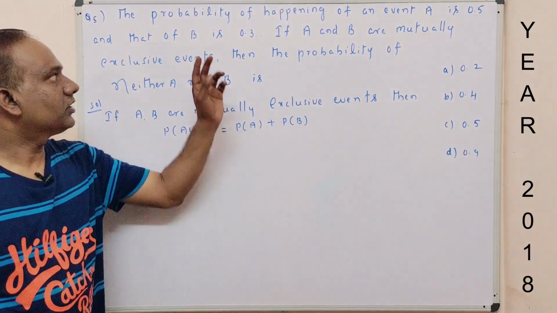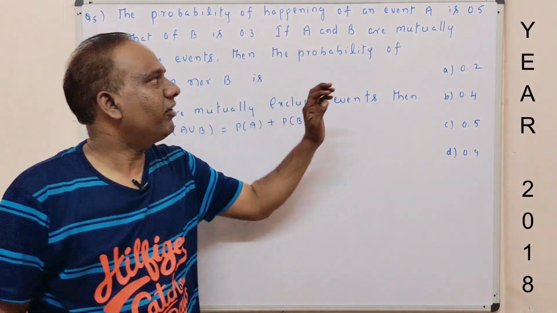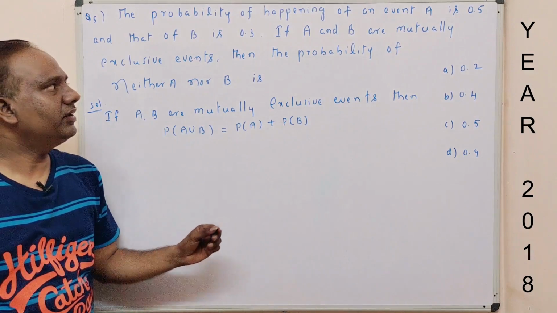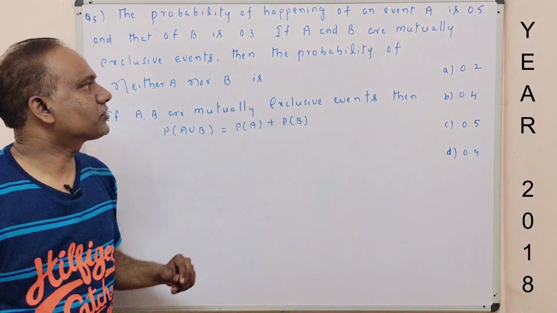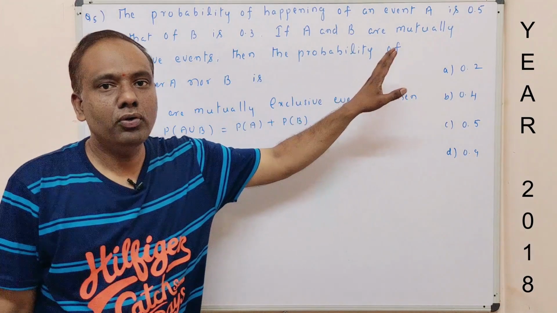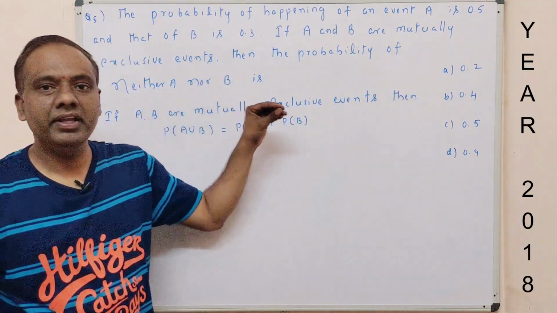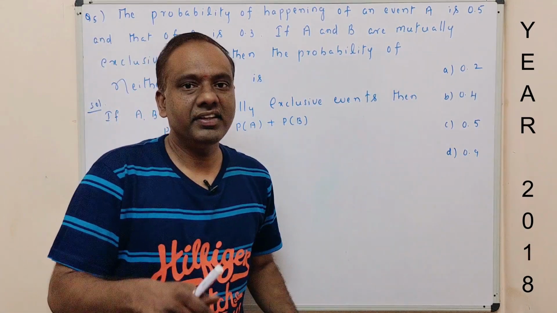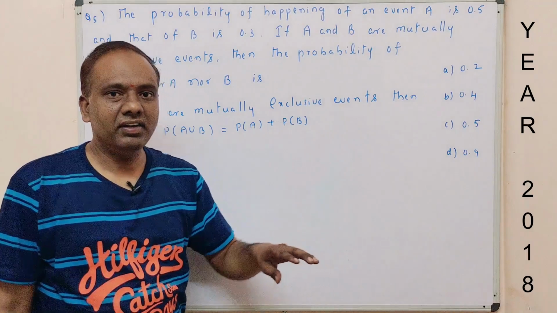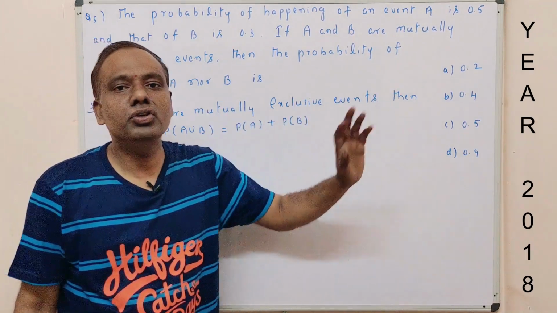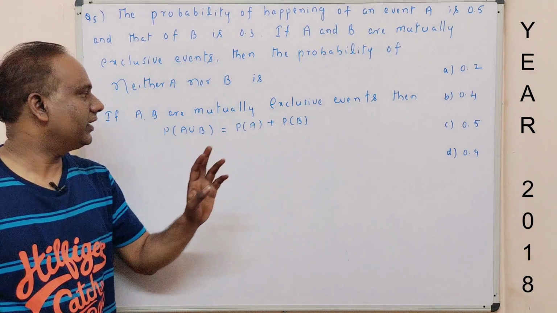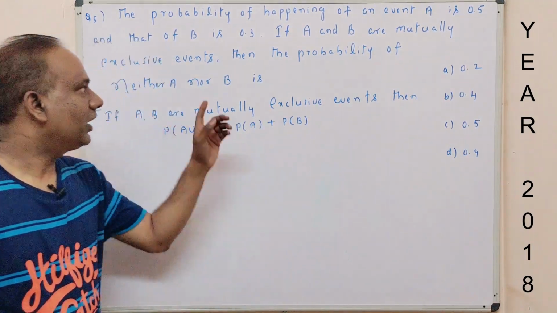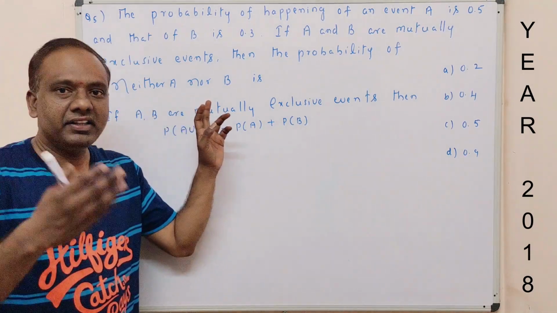Here the probability of happening of an event A is 0.5 and that of B is 0.3. If A and B are mutually exclusive events, then what is the probability of neither A nor B? That is the question here, and these are the options. In the question they have given that A, B are mutually exclusive events. Mutually exclusive events means P of A union B is equal to P of A plus P of B. And here the question is neither A nor B.